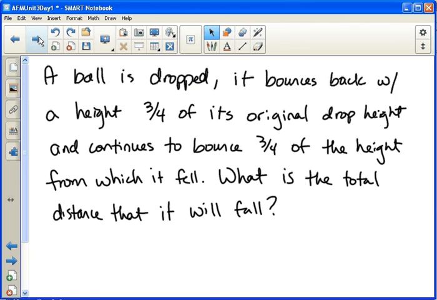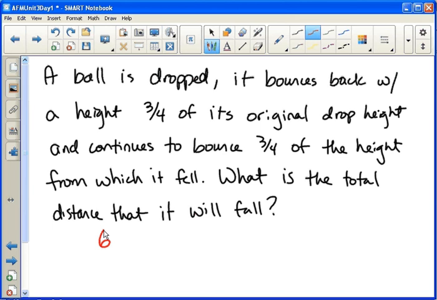So here we see an example of this. Let's say a ball is dropped and it bounces back with a height of 3/4 of its original drop height and continues to bounce 3/4 of the height from which it fell. What is the total distance that it will fall? So you need to imagine here a bouncy ball, or some kind of ball that can bounce, and it's dropped from 6 feet. So that's what it does first. It drops from 6 feet.